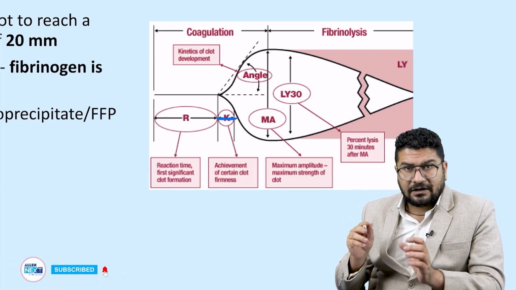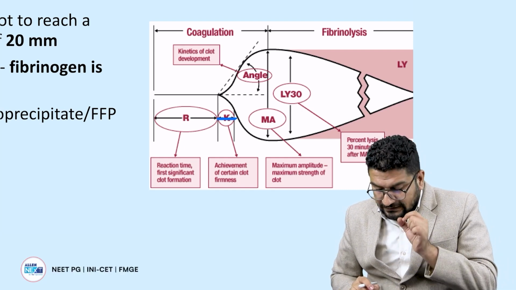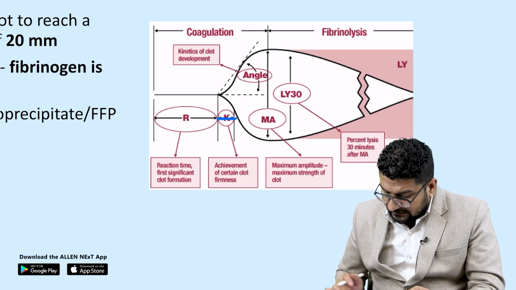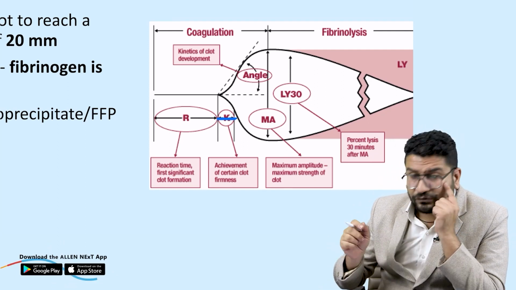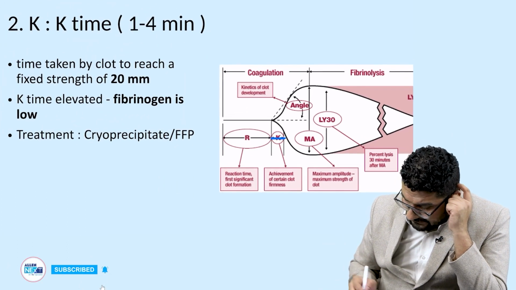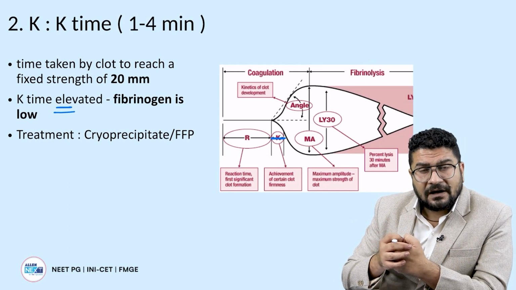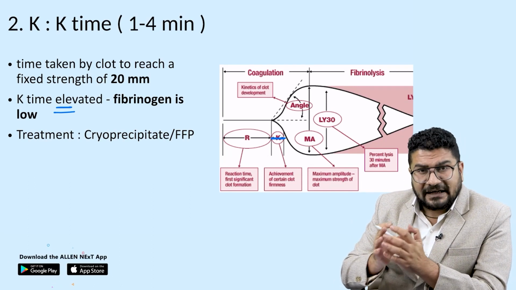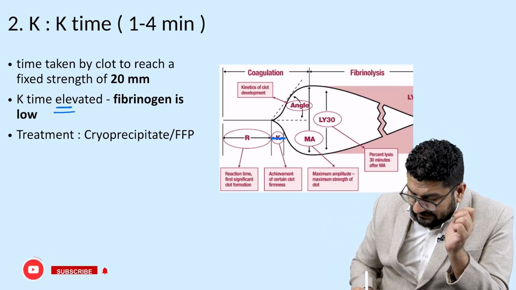This time, where a clot is attaining a particular level of firmness, that is called K time. So a certain level of firmness, एक मजबूती आ रही है क्लॉट के अंदर, उसको हम बोलते हैं K time. Now this K time, suppose if this K time is elevated, मजबूती किसकी वजह से आ रही है? फाइब्रिनोजन की वजह से आ रही है. अगर ये K time बढ़ा है, इसका मतलब मजबूती नहीं आ रही है या कम आ रही है. It means body is having less fibrinogen.